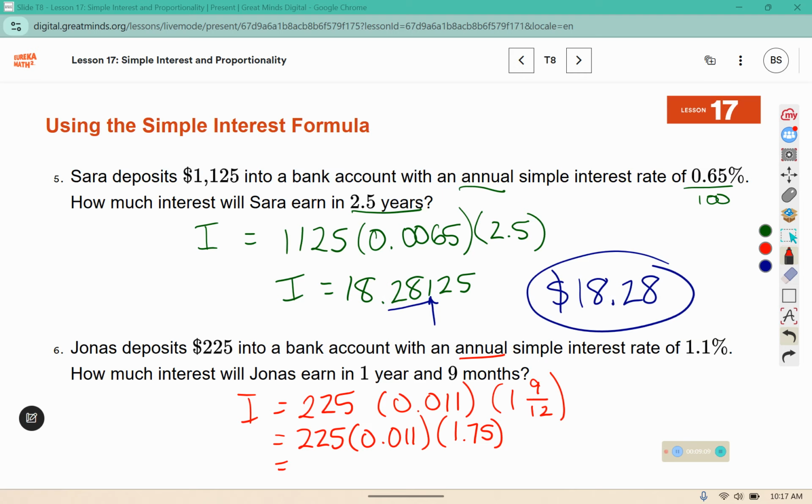Then we'll multiply. That comes out to 4.33125. Remember, money, we keep 2 decimal spots, and the 1, since it's below a 5, leaves it the same. So $4.33.